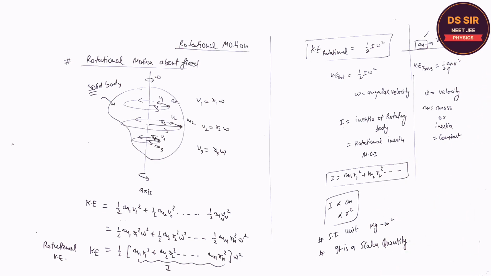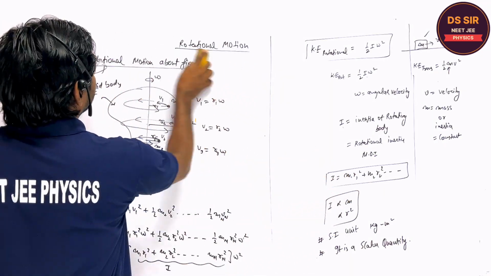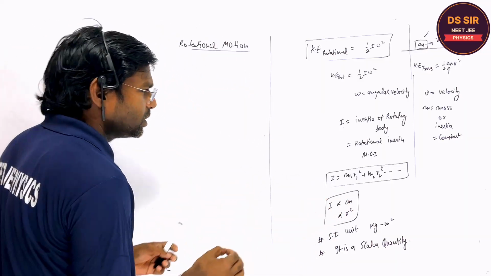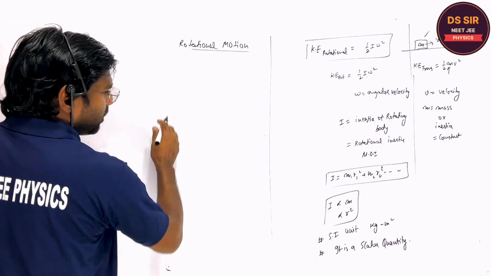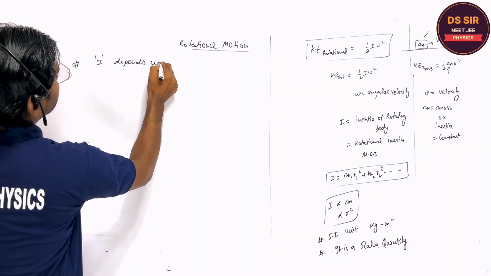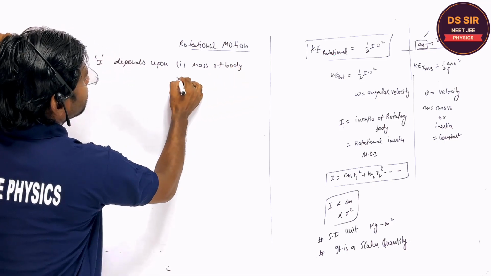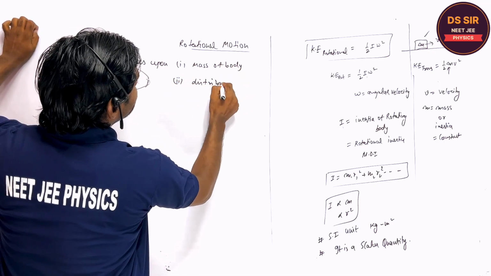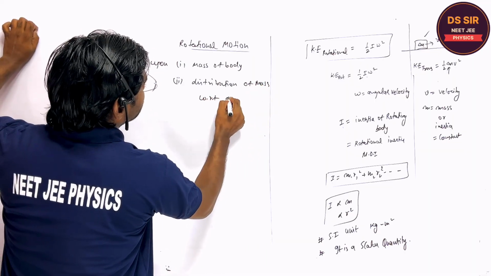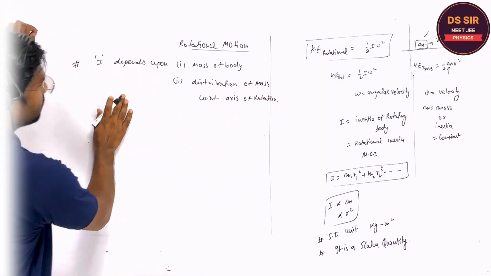Yes, Varsha, do you understand this concept? So this is the moment of inertia for point masses I have written, right? So this moment of inertia depends upon what? It depends upon the mass of the body and the distribution of the mass of the body from the axis of rotation. I depends upon first the mass of the body, and second the distribution of mass with respect to axis of rotation. Is it clear or not? That's it.